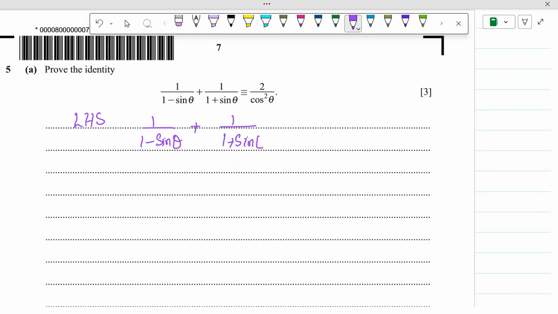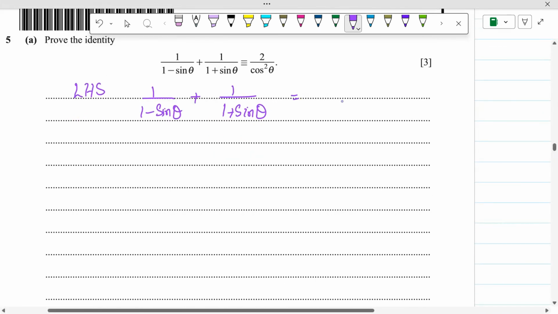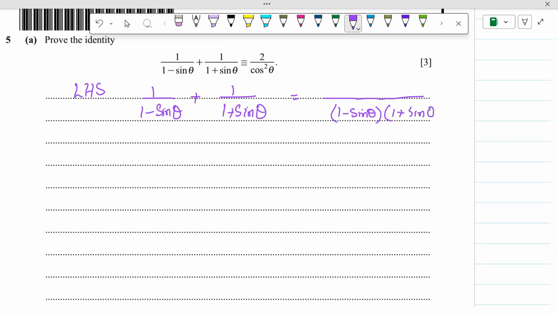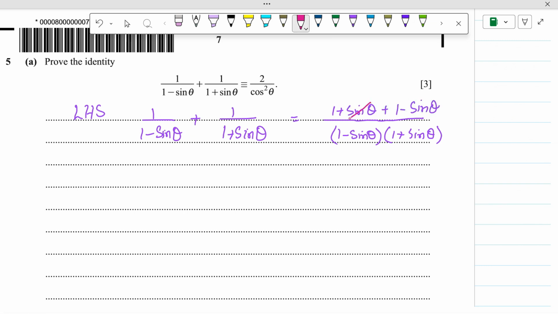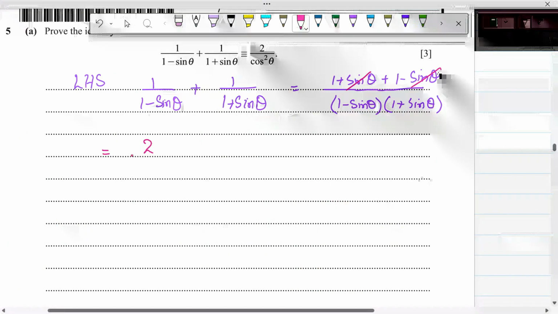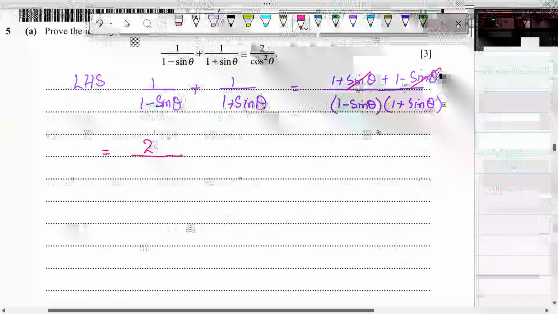plus sine of theta. Taking LCM, we will have in the denominator 1 minus sine of theta times 1 plus sine of theta, and in the numerator we will have 1 plus sine of theta plus 1 minus sine of theta. So sine of theta in the numerator will be cancelled out, and we will have 2 over 1 minus sine of theta times 1 plus sine of theta.